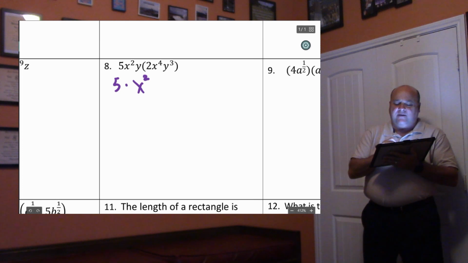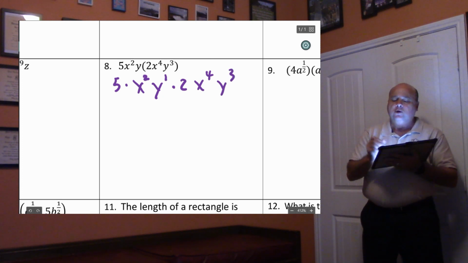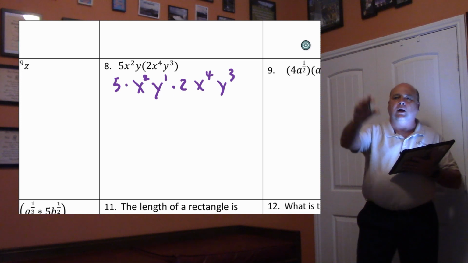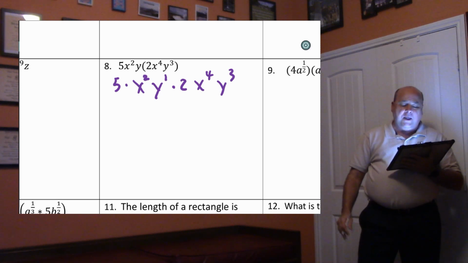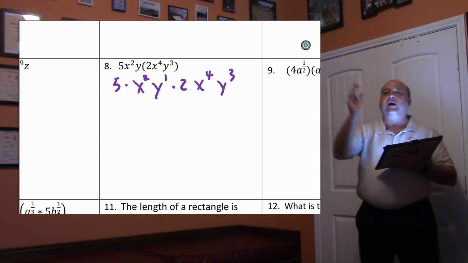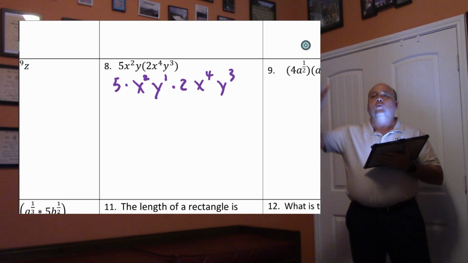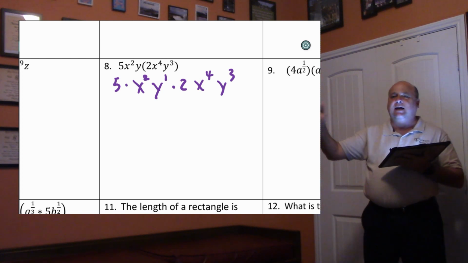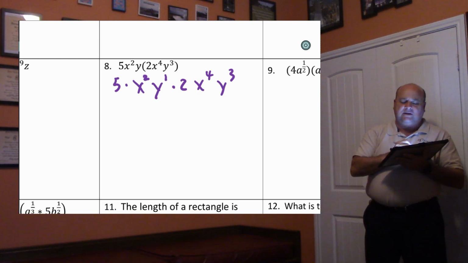So 5x squared y, and I'm going to put a 1 times 2x4y cubed. So write down the problem without any parentheses. This is going to be important later on when we have a power to a power. So the first thing you do, write down the problem without any parentheses. Now that we are not adding, we're multiplying. We're going to do sign, number, letter, exponent. We don't have any negatives, so a 5 times 2 is 10.